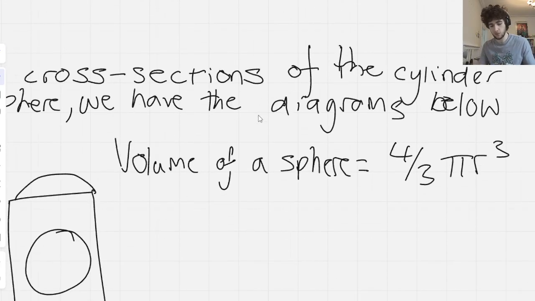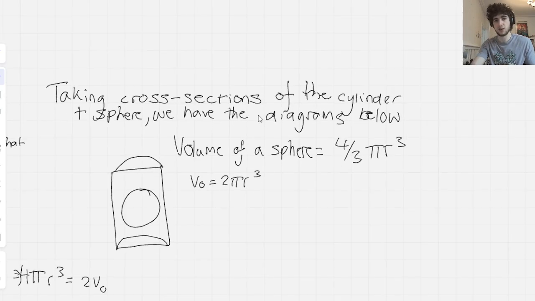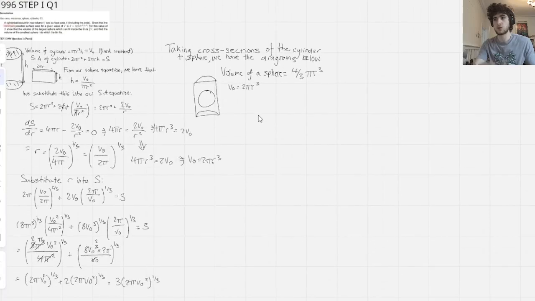So plugging that back into our volume formula, since we have that v naught is equal to 2 pi r cubed, this is just our volume. So whatever the radius is, it's just equal to 2 pi. So it's equal to that value cubed multiplied by 2 pi.